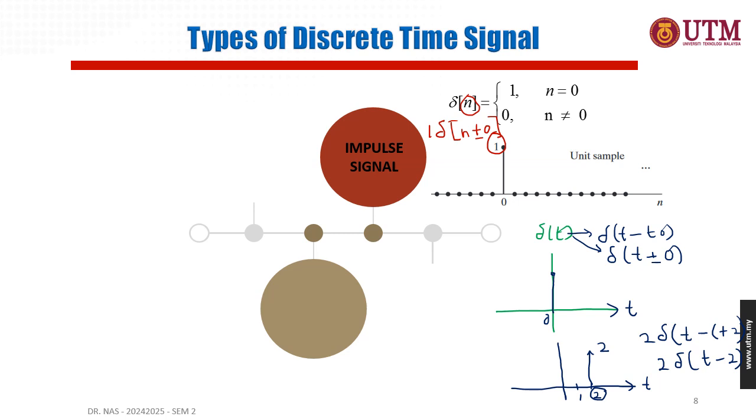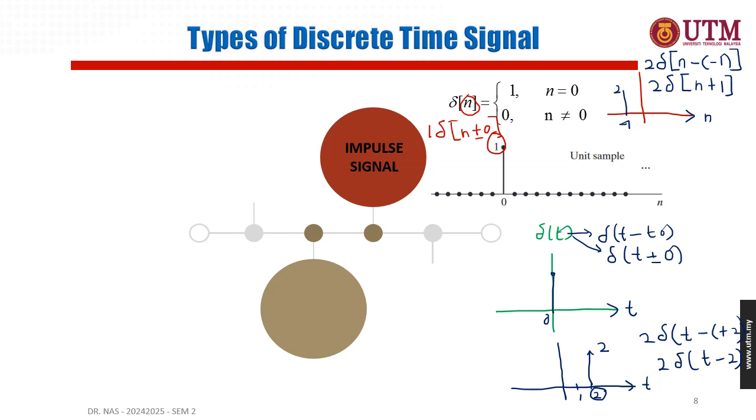If you have a different location of the impulse signal, for example, the signal at -1, and the amplitude is 2, for example. So this is a discrete signal. The equation will be the amplitude times delta in the n domain, minus your n naught, which in this case is -1. So overall it is equal to 2 delta[n plus 1].